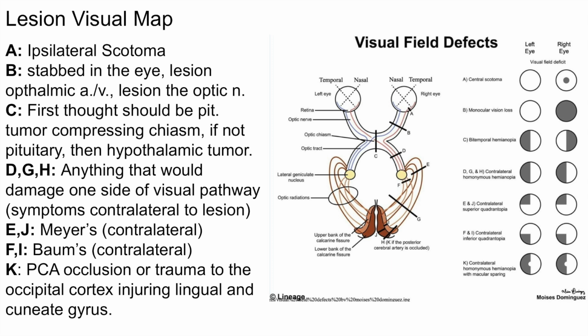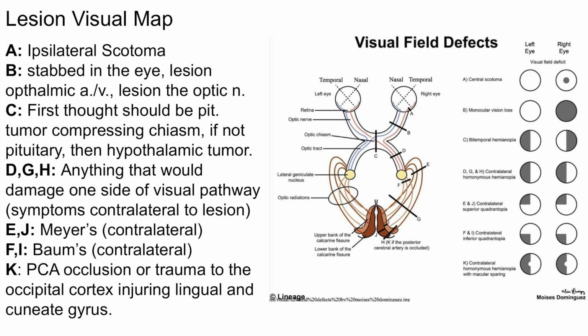Then we move on to C, optic chiasm. Honestly, boards love the optic chiasm just because of this crossing of nasal fibers that are going to be hit. So you're going to lose that temporal vision bilaterally, and you're going to get bitemporal hemianopia, aka tunnel vision, okay?